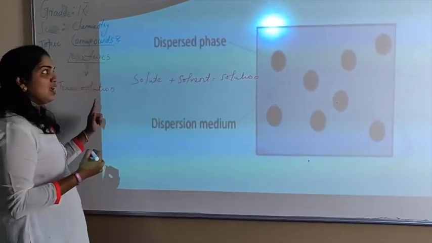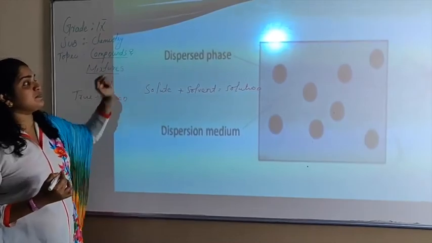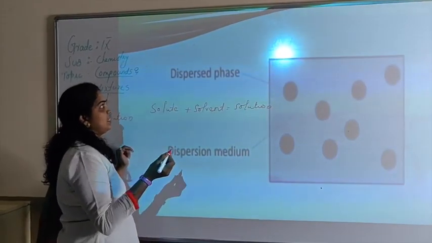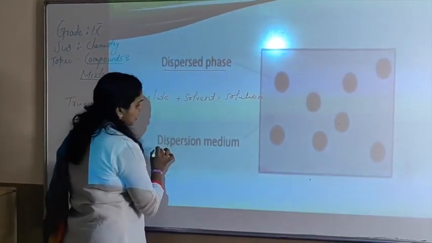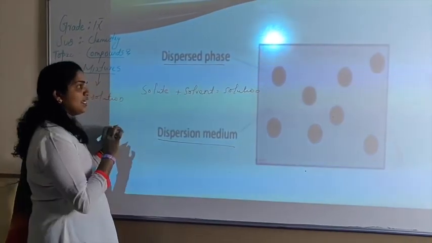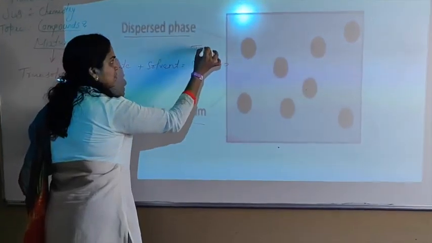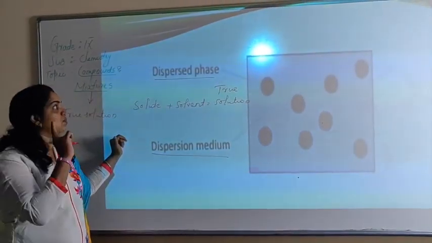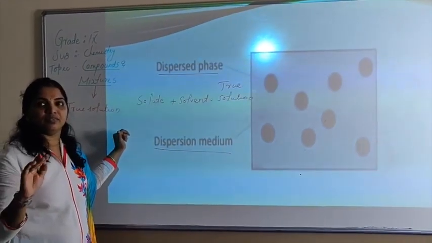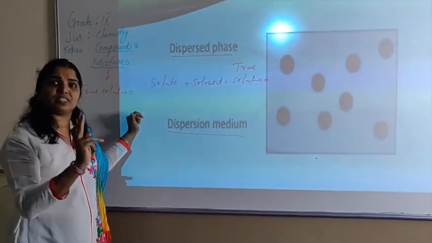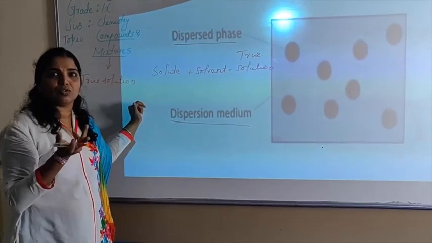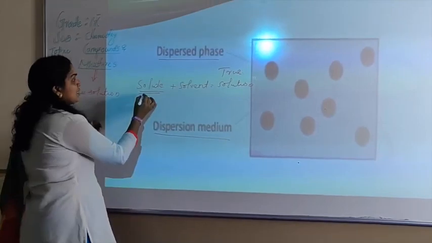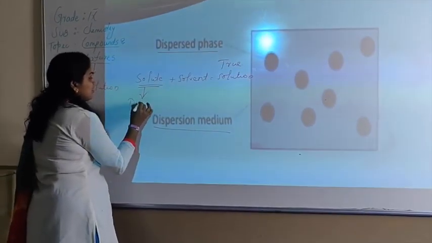Now let us understand about dispersed phase and dispersion medium. So in the case of a true solution, what is dispersed phase? What is the meaning of dispersed phase? The phase in which the particles are scattered is known as dispersed phase. Which phase is scattered throughout the solution? That is solute. So in the case of a solution, solute is the dispersed phase.